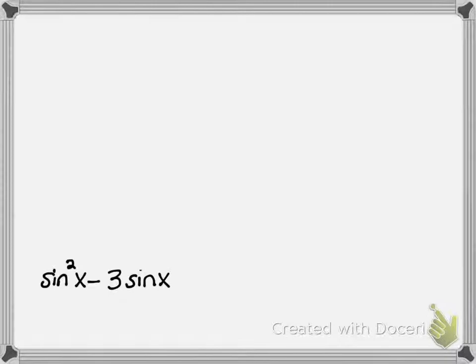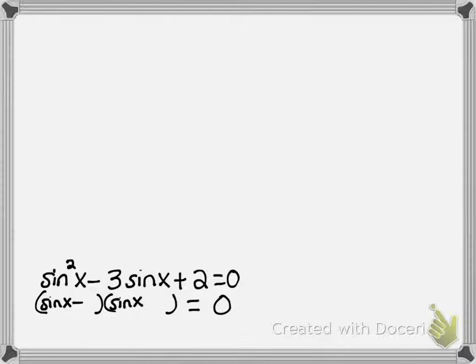Something like this equals 0. So it looks like a quadratic. Sine squared minus 3 sine plus 2 equals 0. I can factor, and instead of x and x, I'm going to use sine of x and sine of x, because sine times sine would be sine squared, and multiplies to 2, adds to negative 3 would be minus 2, minus 1. And now I can set each piece equal to 0 and solve.